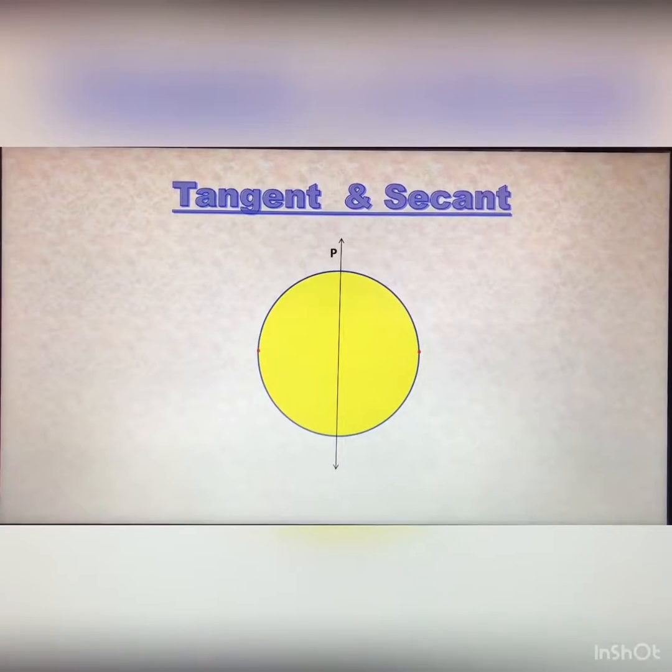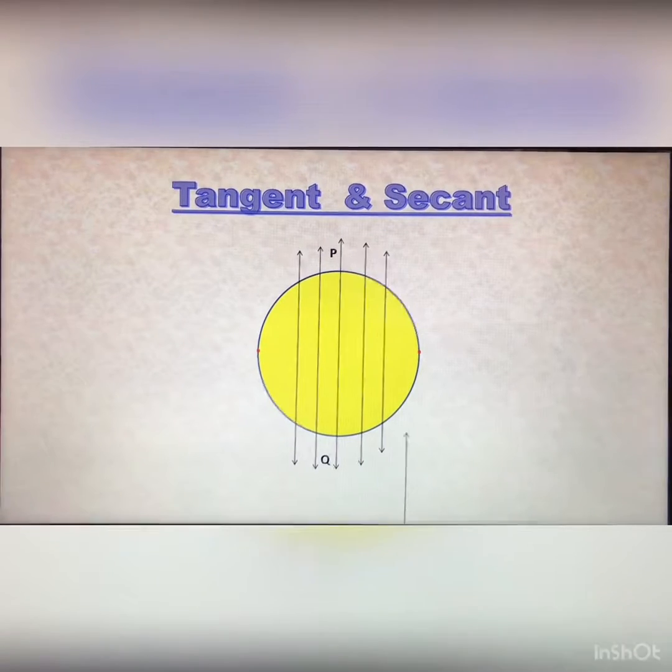Once again this is a circle and you can see here this is a line, the name of the line is PQ, and here is another line, and this is the third line. These all are known as secants.